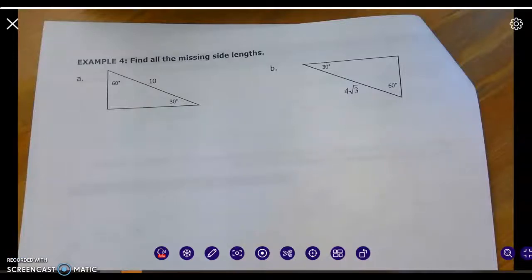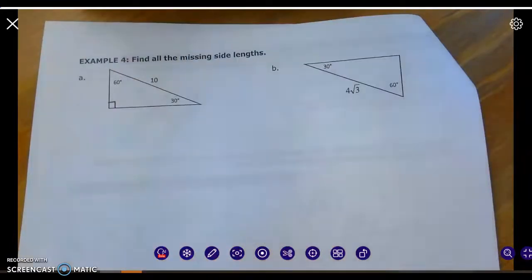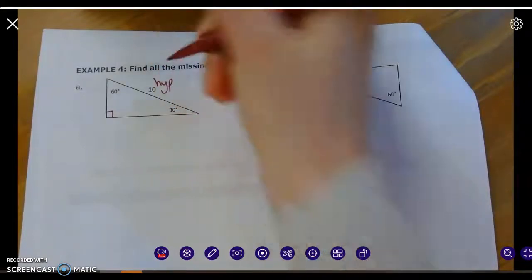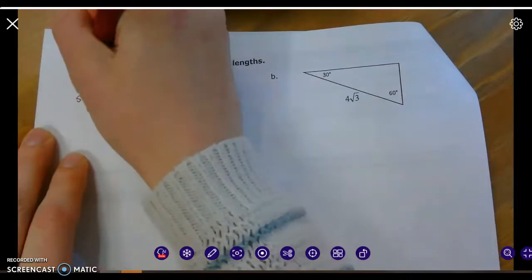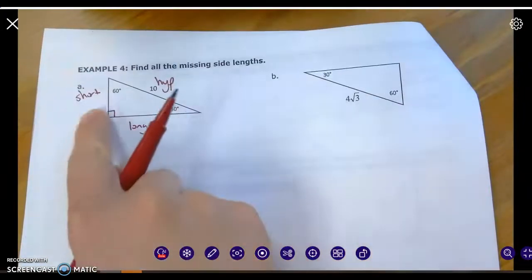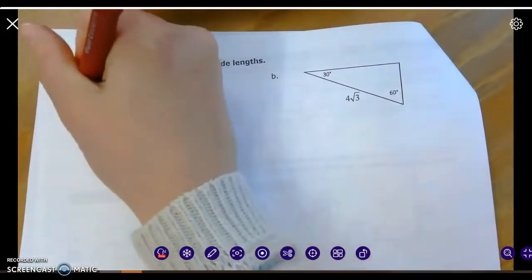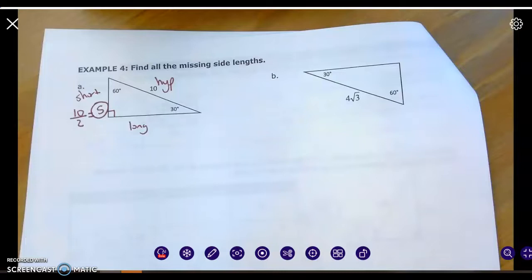Okay, this is page 8 of the chapter 8 notes, going over the 30, 60, 90-degree triangle. So I'm going to start with labeling my sides. We know the length of the hypotenuse is 10, and we are looking for the length of the short leg and the long leg. So if we have the hypotenuse, the short side is just half of whatever the hypotenuse is. So we take the 10, divide it by 2. So then 10 divided by 2 is 5. So our short leg is 5 units long.